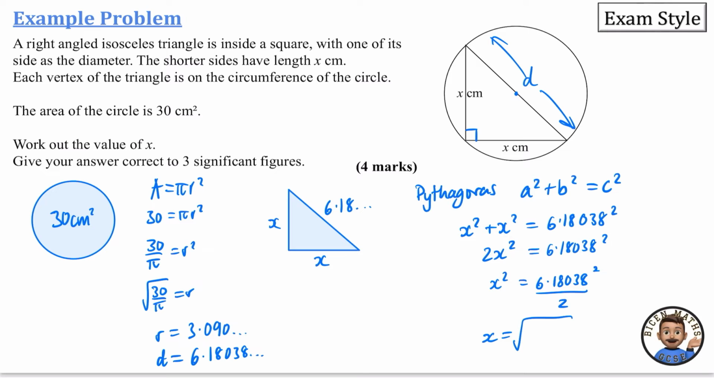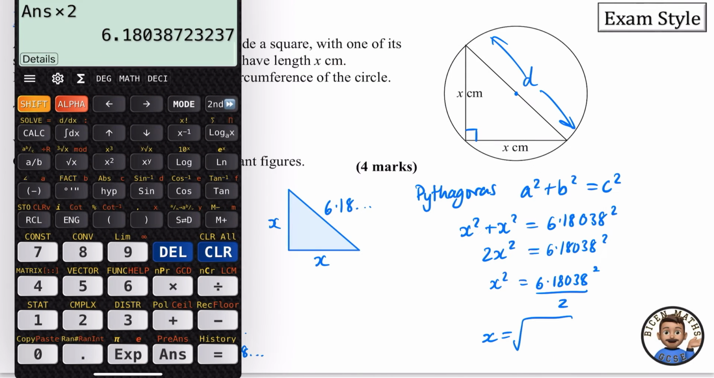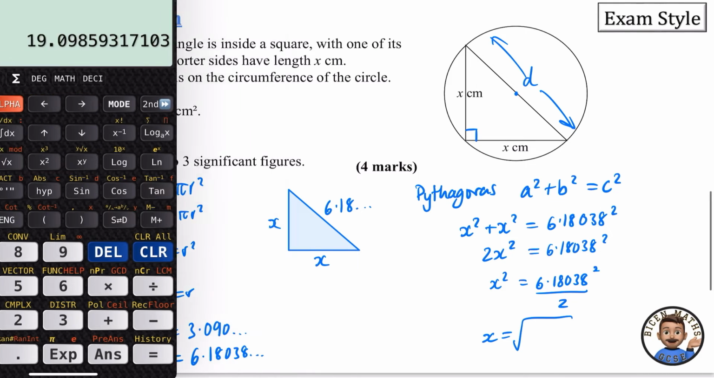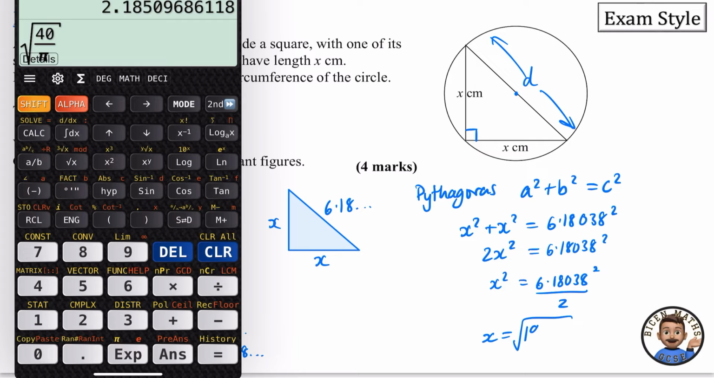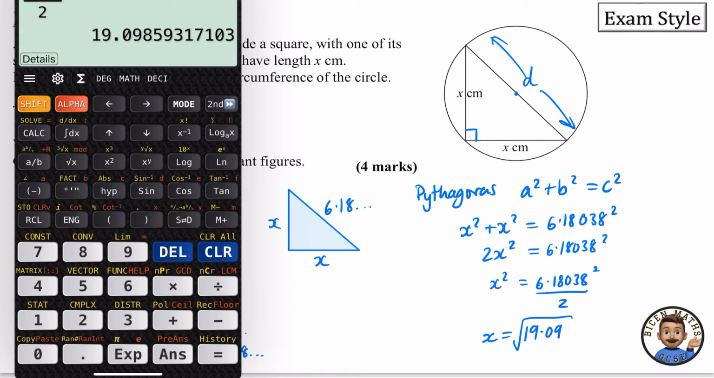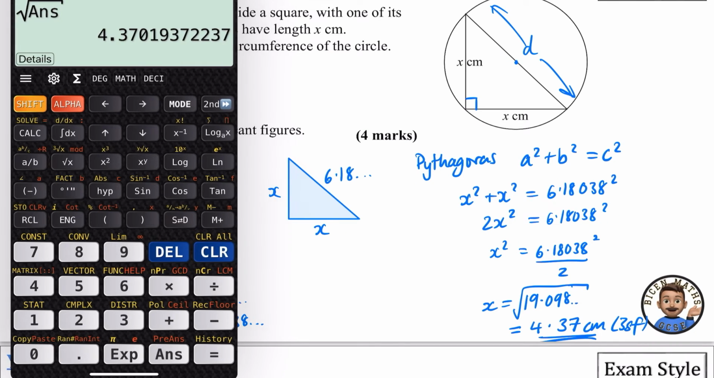Now I'm actually just going to find out what that is on the calculator so that we can type it in. So I've already got the 6.18 thing there, so I'm going to just do my answer squared, and then I'm also going to divide it by 2, so that I'm actually saying that this thing is going to be written inside there. So let me just get my pen back. So it's the square root of 19.098 blah blah blah. So all I need to do is just square root that answer, so I can just do the square root of the answer, and I get that x is 4.37 centimetres, and that is to 3 significant figures. So the answer to that one is 4.37.